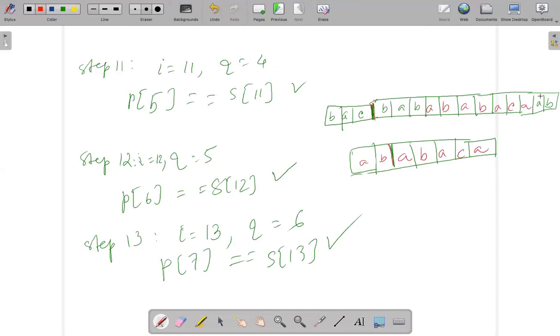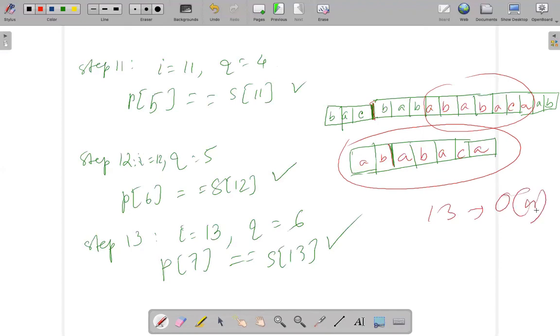So the matter of fact is, at this point, you have a complete subsumption of the pattern in the string. And you see that in 13 steps, which is order of n, you have been able to find a match of the pattern with the string. And the number of shifts required in this case is I minus m, which is 13 minus 7, that is 6.